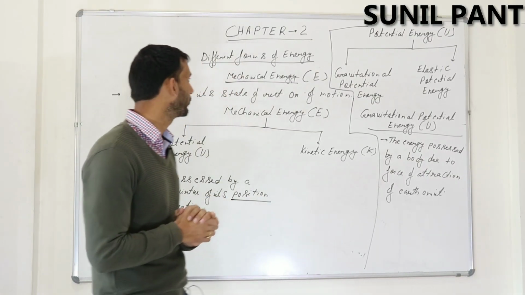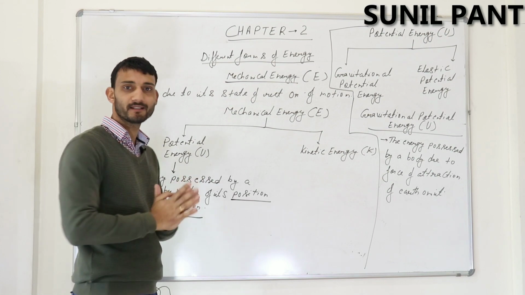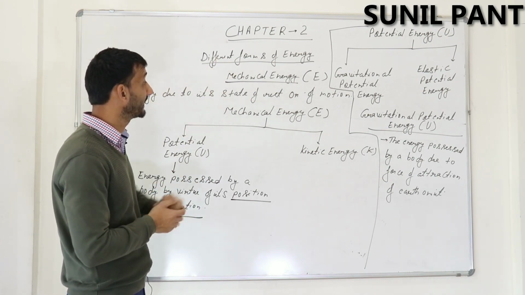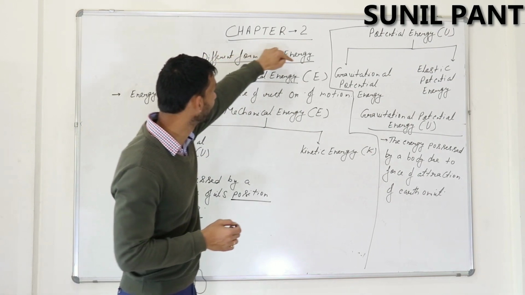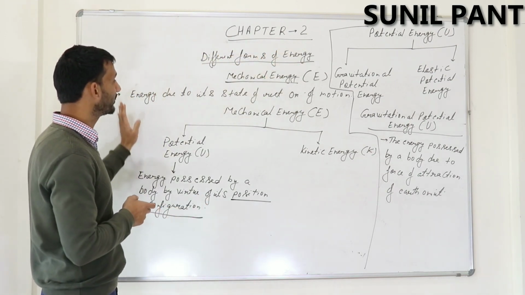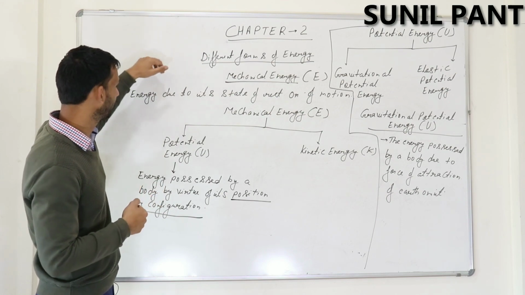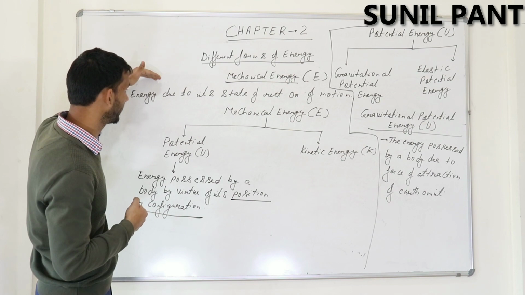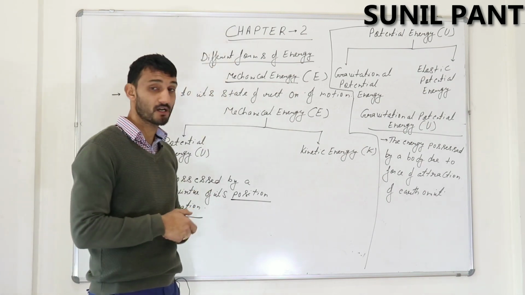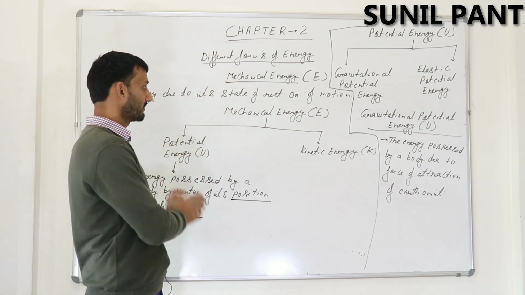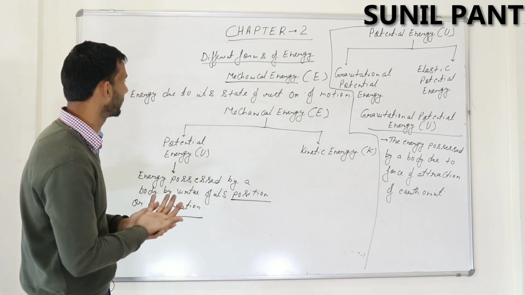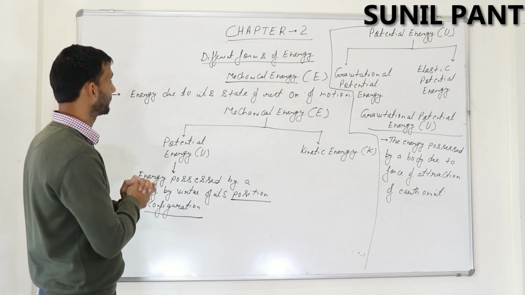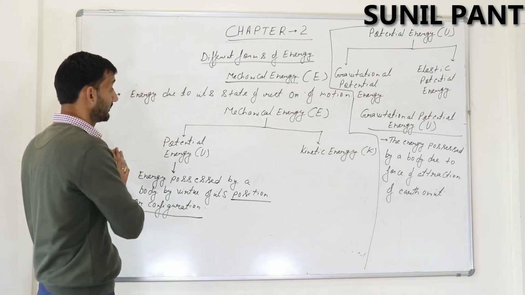Today we'll understand different forms of energy, and the first type of energy is mechanical energy, and the symbol for mechanical energy is E. The energy possessed by a body due to its state of rest or motion, either the object is at rest or in motion, is known as mechanical energy.